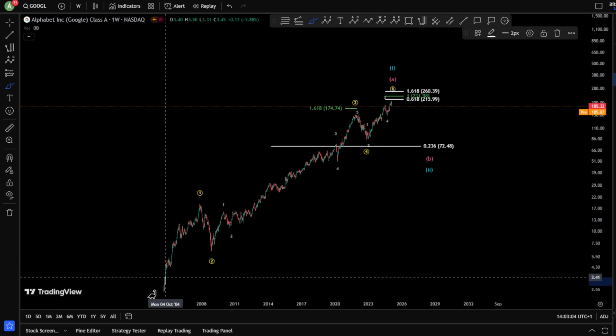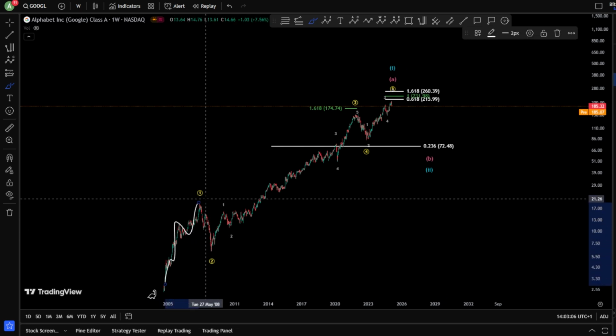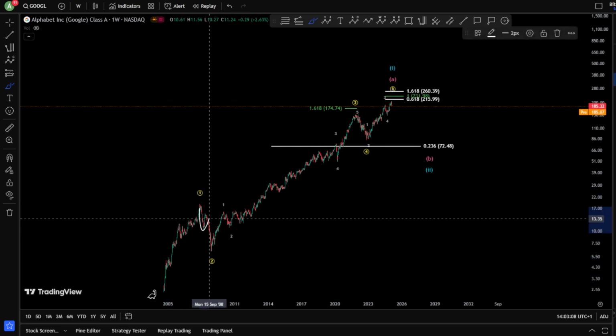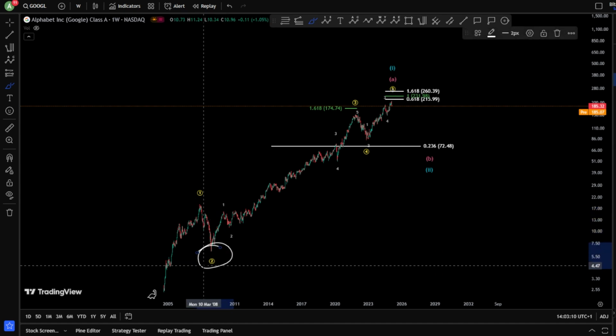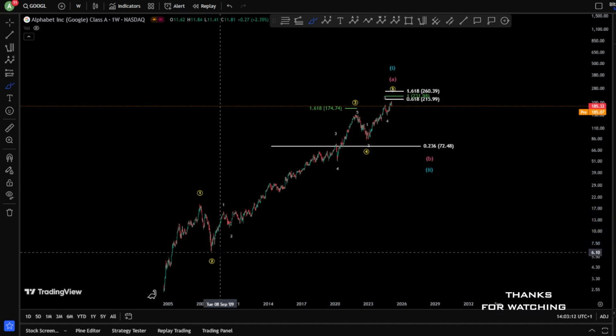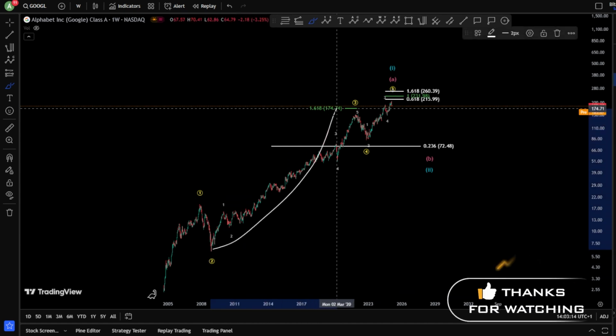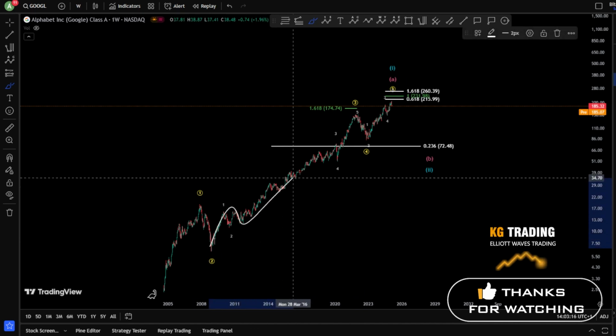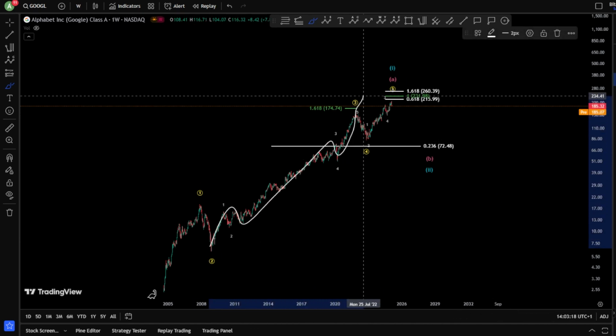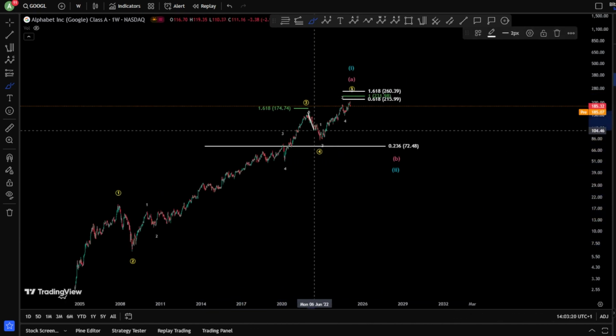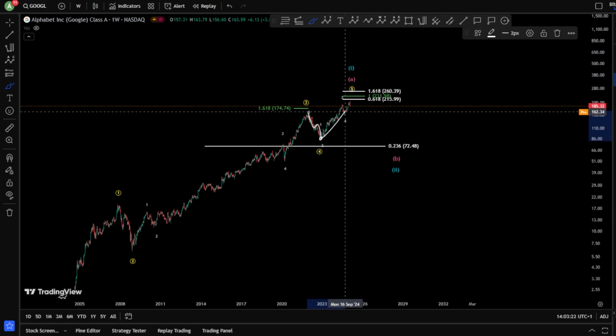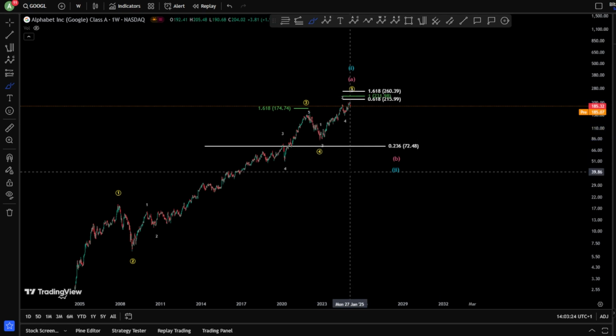Taking a look at Google for the all-time history. On the weekly chart we are looking at 1, 2, 3, 4 and a 5, finishing a wave 1, and probably an ABC, obviously a zigzag for a wave 2. After this you're looking for a wave 3 impulsively, 1, 2, 3, 4 and a 5, finishing a wave 3 in the yellow, and then a correction ABC.